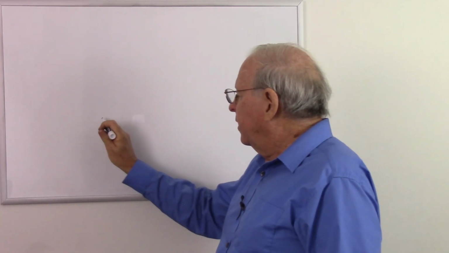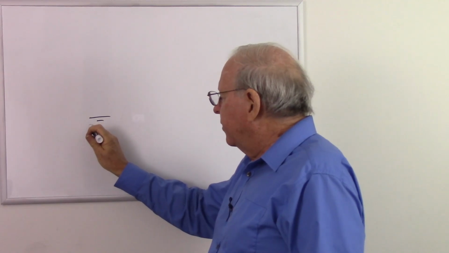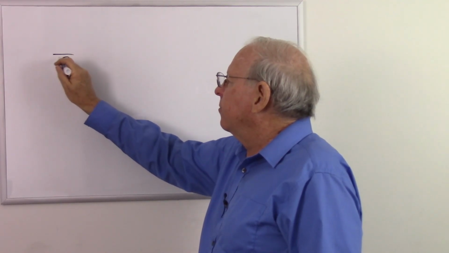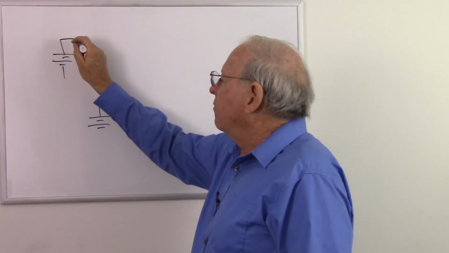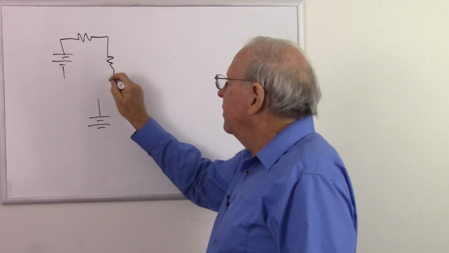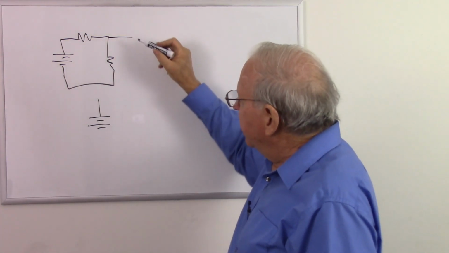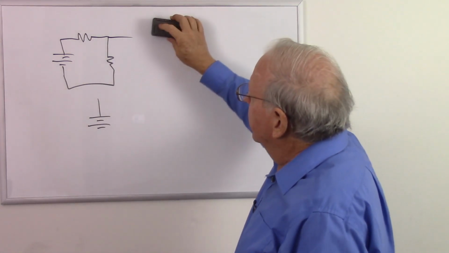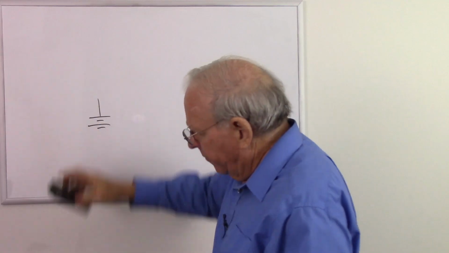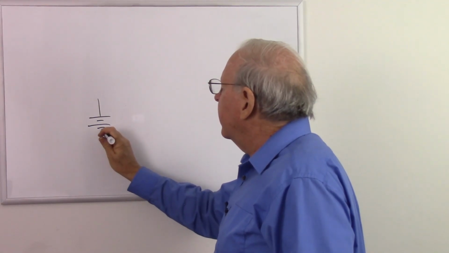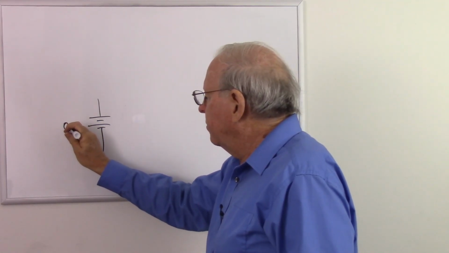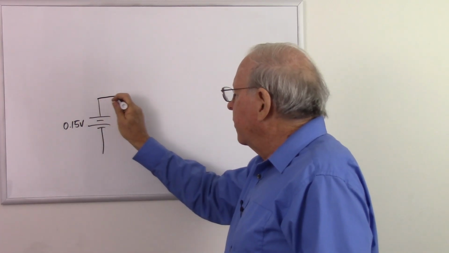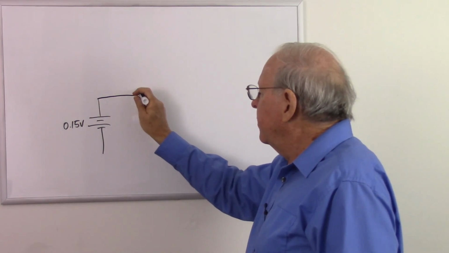So for simplicity, let's just use a battery at this point. In reality, we're going to have something like this. Here's a battery. We're going to have a voltage divider, and then come off of there to get our bias voltage. But just for simplicity, I'm going to make this a 0.15 volt battery at this point. So there it is. Positive to negative.